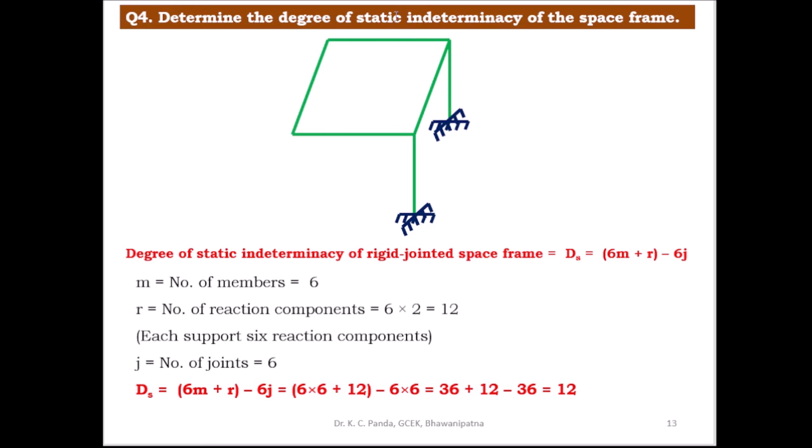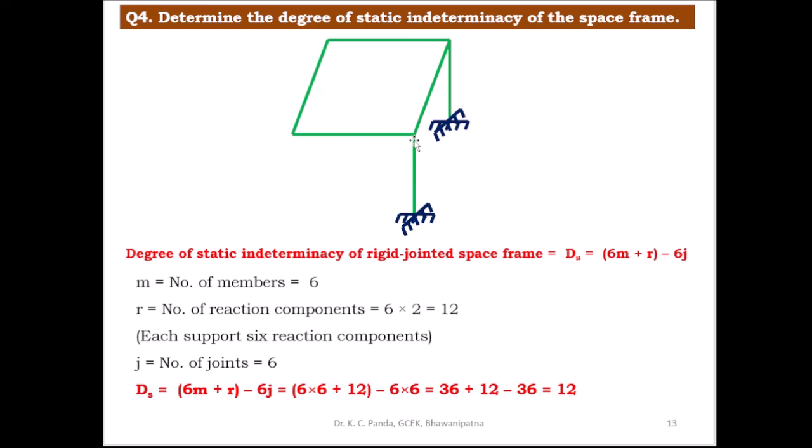Then coming to the next example. So this is the space frame, and here you have to find out the degree of static indeterminacy. So here there are 2 supports, both fixed supports. At each fixed support, in the case of a space frame, there are 6 reaction components. So the total number of reaction components is equal to 6 into 2, that is equal to 12.